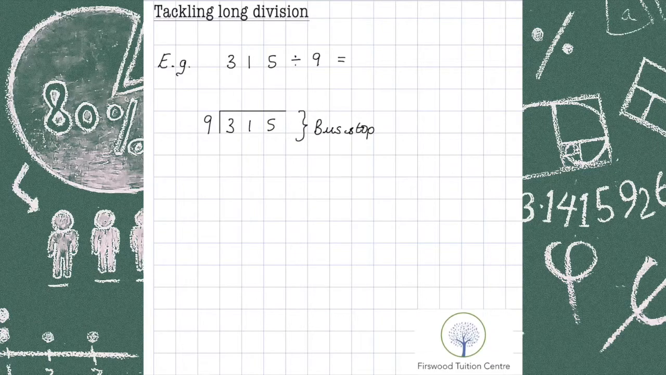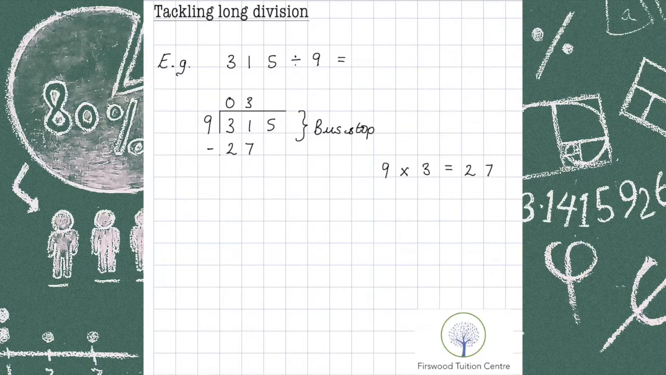So when using this method, we must look at the first number within the bus stop. This is 3. We must think to ourselves, how many 9s go into 3? This is 0, as 9 is larger than 3. As no 9s go into 3, we combine the 3 with the next digit 1 to make 31. We must now think how many 9s go into 31. 9 times 3 will give us 27. And as 27 is lower than 31, we can use this. So we write the 3 above and the 27 below.